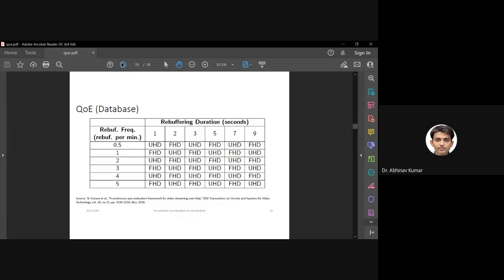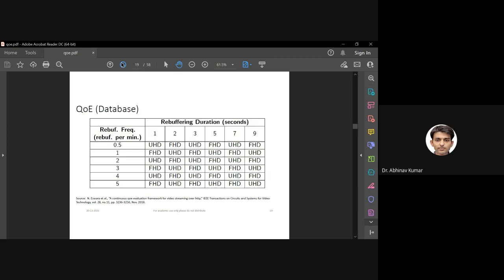And we also did a mix and match while introducing the rebuffering instances. We did a mix and match in terms of what kind of rebuffering durations to include. So we looked at 1, 2, 3, 5, 7, 9 seconds rebuffering durations, and how many such rebuffering instances to occur per minute. So for example, maybe 1 in every 2 minutes, that is 0.5 per minute, or 1 per minute, or 2 up till all the way 5 per minute, right? And they were randomly distributed.